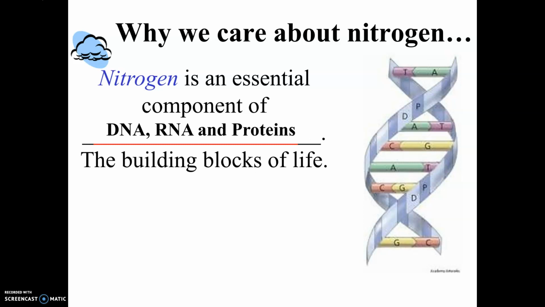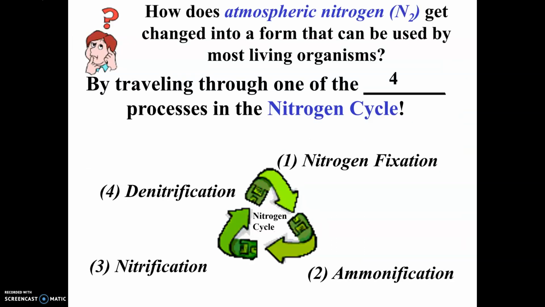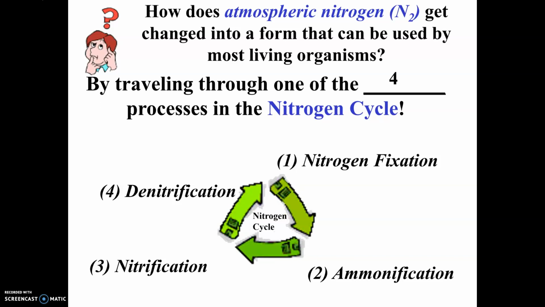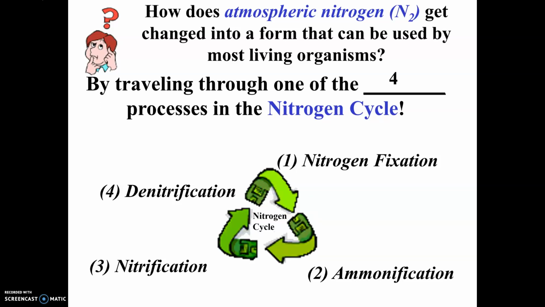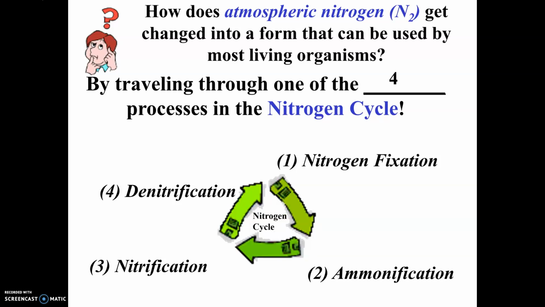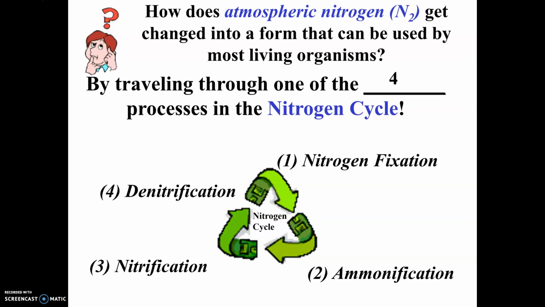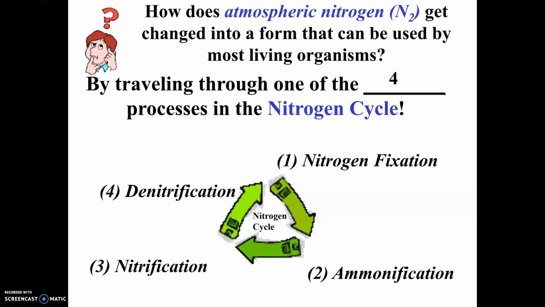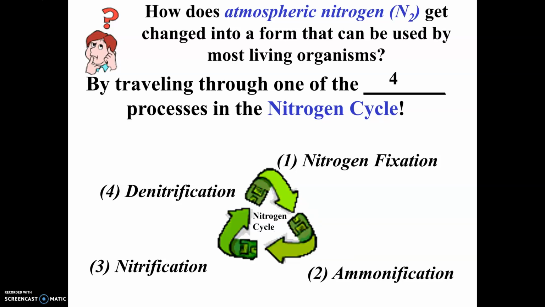The main question we're going to be answering today is how does this atmospheric nitrogen get changed into a form that can be used by living organisms? The way that this occurs is by traveling through one of 4 different processes in the nitrogen cycle. These processes are nitrogen fixation, ammonification, nitrification, and denitrification. During this lesson, we're going to be going over each of these 4 processes.